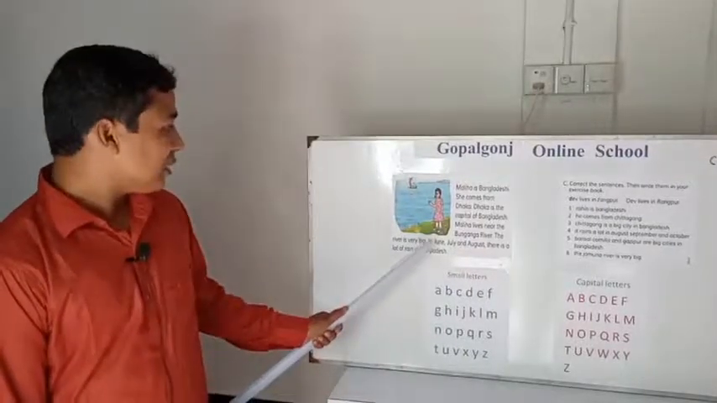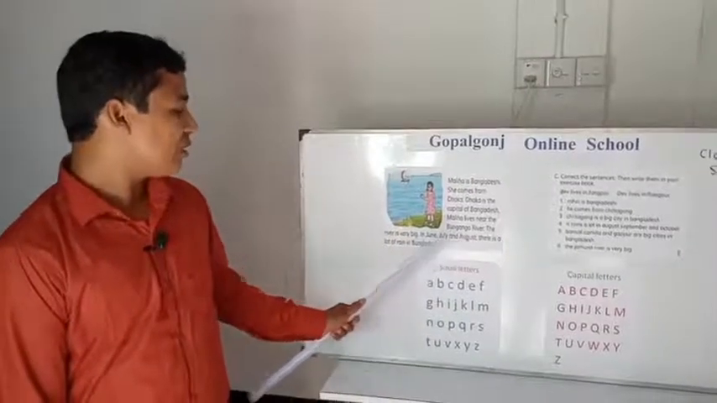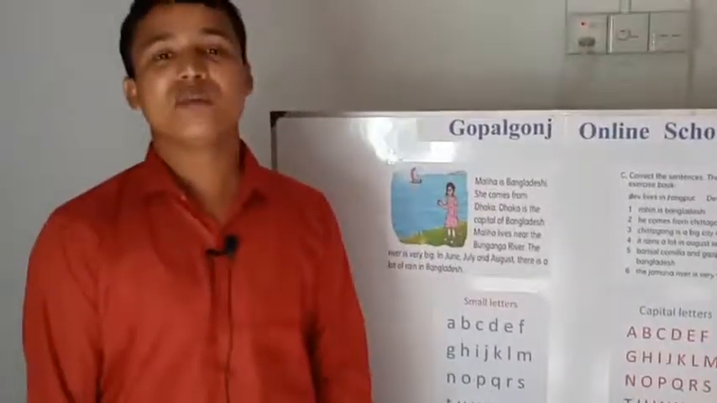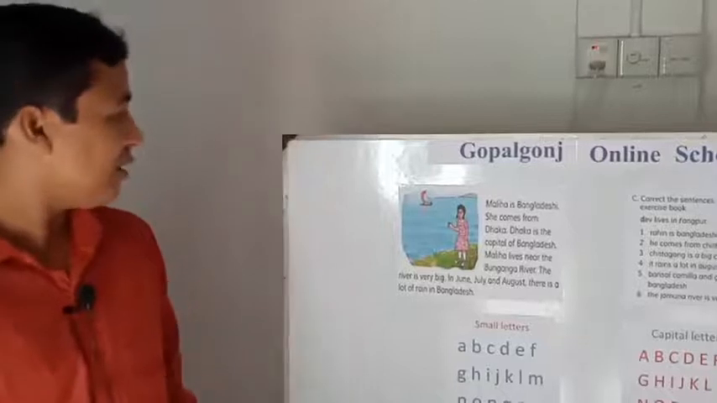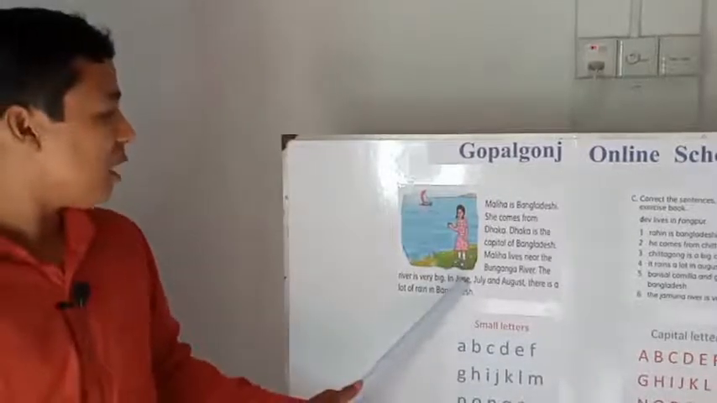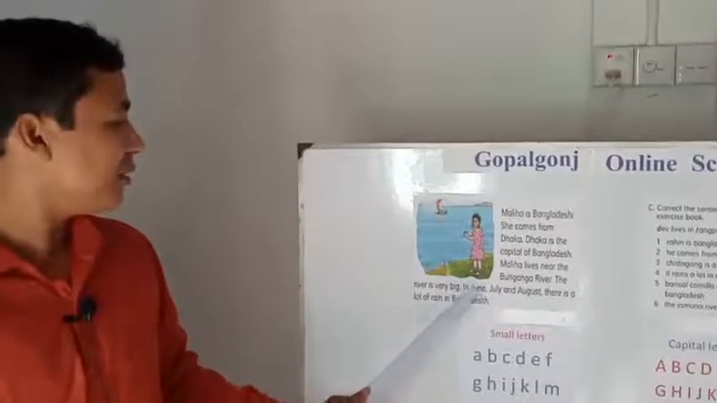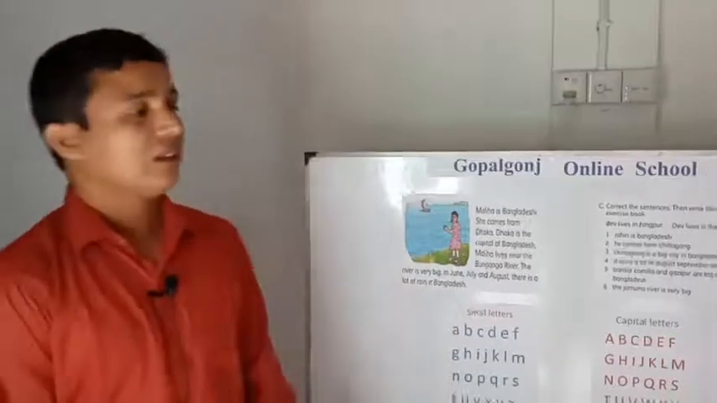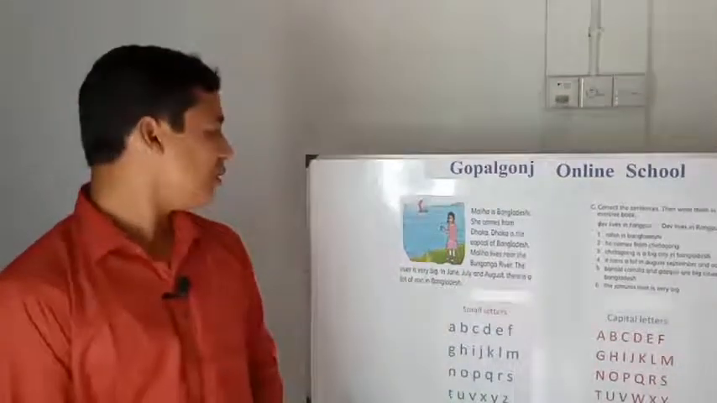Then, in June, July and August. Here June, July and August are the names of English months. Here all the first letters of all the months are written in capital letter. So you know that all the first letters of a month should be written in capital letter.